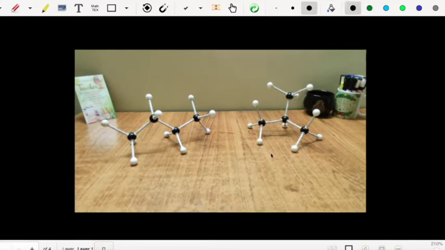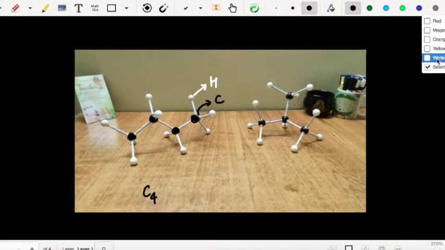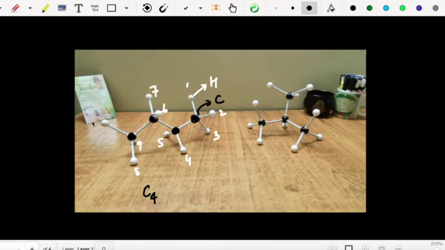Now, if we try to calculate the molecular formula of these molecules, let us see what we get. In the molecule on my left, these black atoms represent carbon, while the white atoms represent hydrogen. The molecule on my left has 4 carbon atoms, so clearly it has a formula of C4, and it has 10 hydrogen atoms, so this has a molecular formula of C4H10.